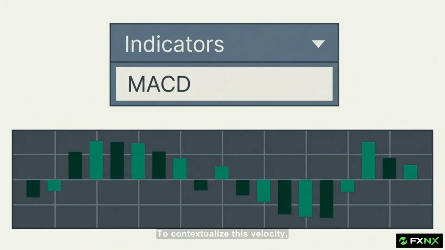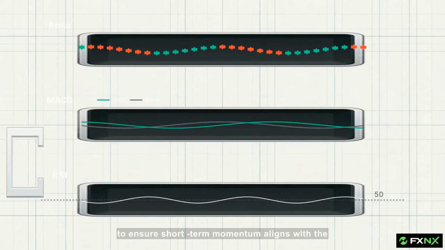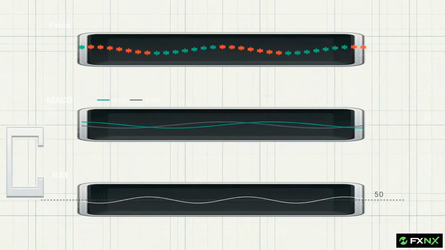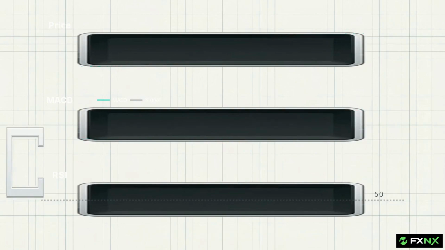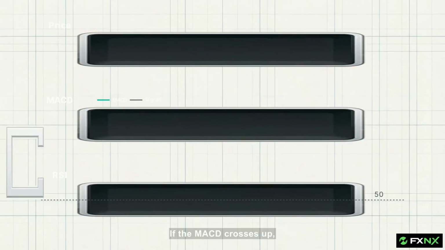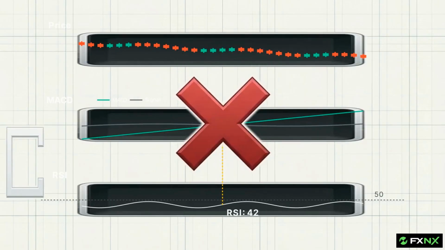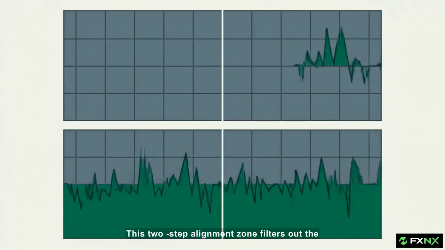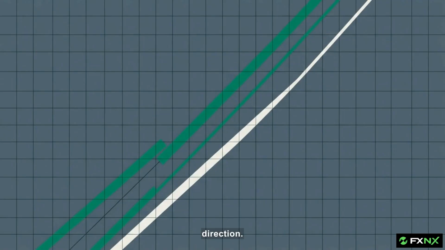To contextualize this velocity, we add the moving average convergence-divergence. This acts as a lagging, trend-following anchor to ensure short-term momentum aligns with the broader move. Act on a bullish MACD crossover only if the RSI is above its 50 line. A bearish setup requires a downward cross while the RSI remains below 50. If the MACD crosses up but the RSI stays below 50, they conflict. Ignore the trade. This two-step alignment zone filters out the high-frequency noise found in sideways markets, identifying the specific windows where price and momentum are pushing in the same direction.